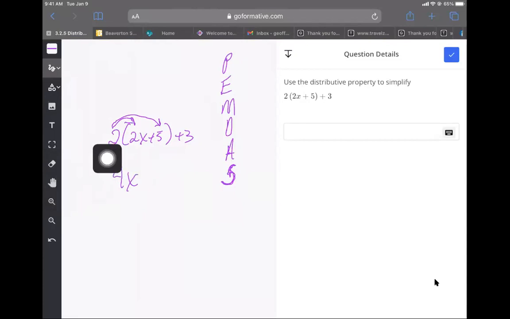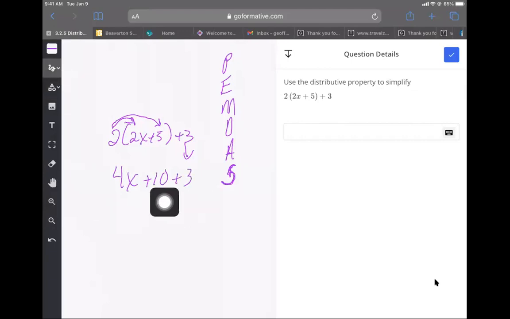Now we're going to go to the next one. 2 times 5, what does that equal? 10. There we go. Now this guy just comes down, right? He's not part of the multiply. He's not in the parentheses. He's not next to the parentheses. He's just hanging out the end of the problem, waiting for all the action to happen, which it just did.